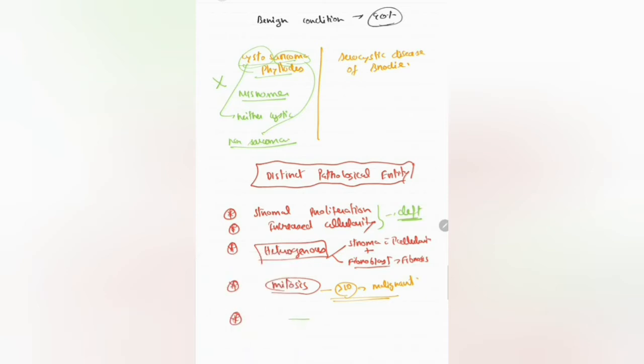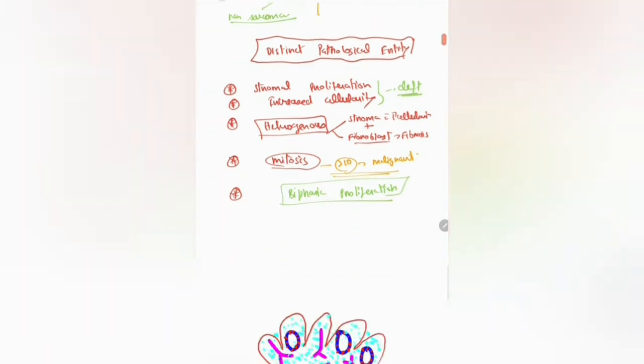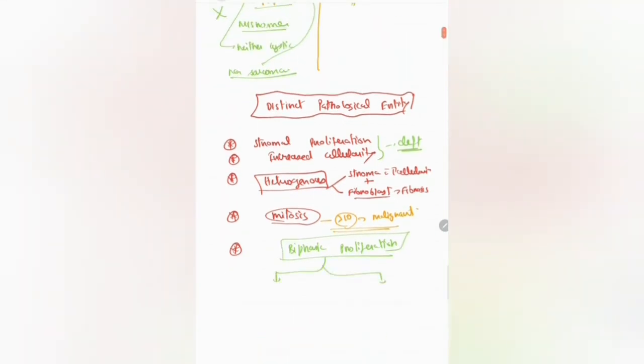It's termed as a biphasic proliferation. What does the term biphasic proliferation mean? Biphasic proliferation means that it has a stromal proliferation plus there is your mammary ductal epithelial proliferation. It's called biphasic proliferation. It's mammoglobin positive.